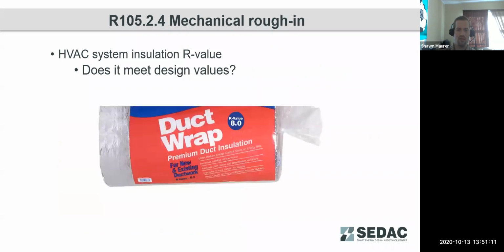One thing to be aware of is if that duct insulation is in the attic, it's going to be a slightly higher requirement than if it's in a crawl space or other unconditioned portion of the building, such as maybe a bonus room floor over a garage. What we're noting here is this duct wrap is an R8 duct wrap. So does that meet the design value? Is that what's required for the location of the ductwork and the size of the ductwork?